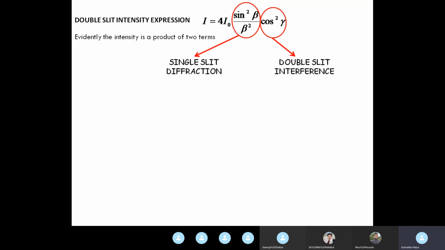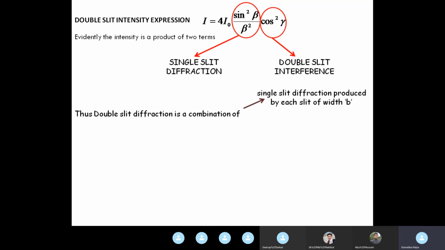So evidently the intensity due to double slit diffraction is a cumulative effect of single slit diffraction along with double slit interference. All right. So double slit diffraction is a combination of single slit diffraction produced by each slit of width b and double slit interference for two slits which are d distance apart.